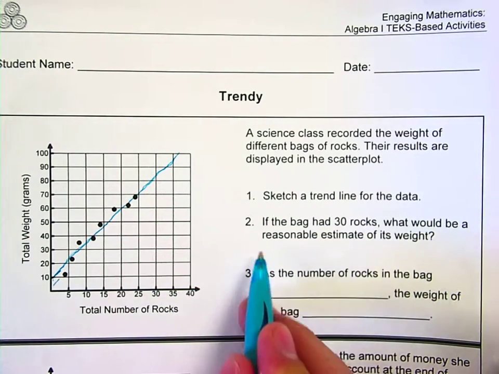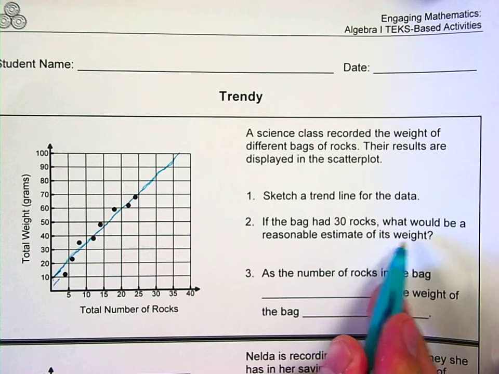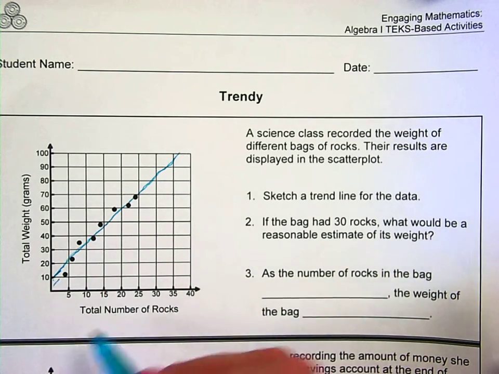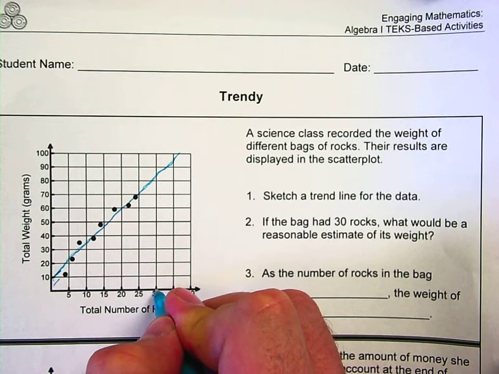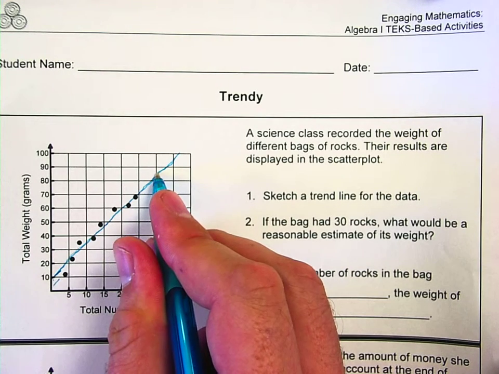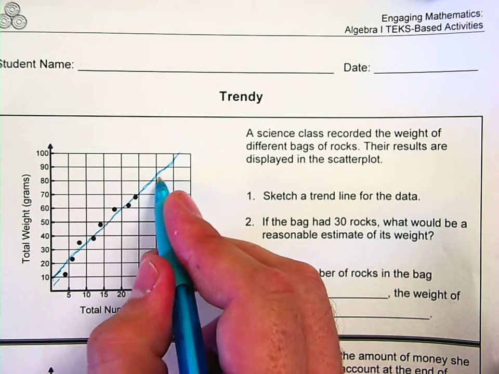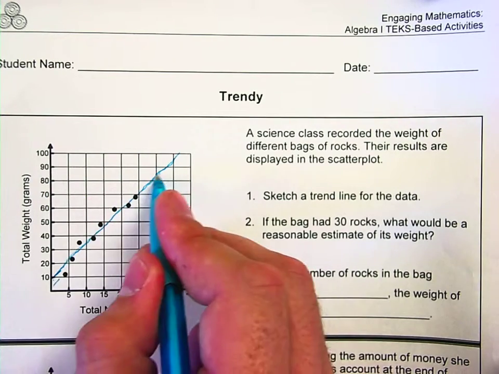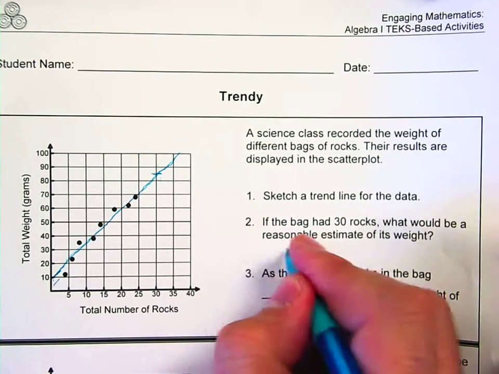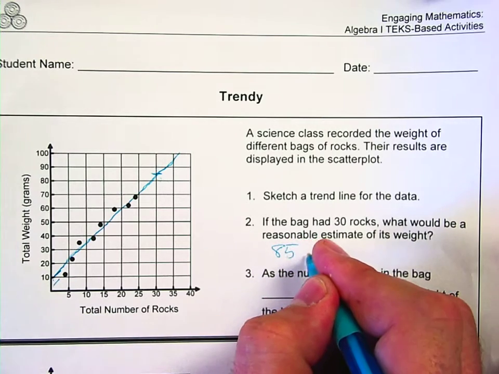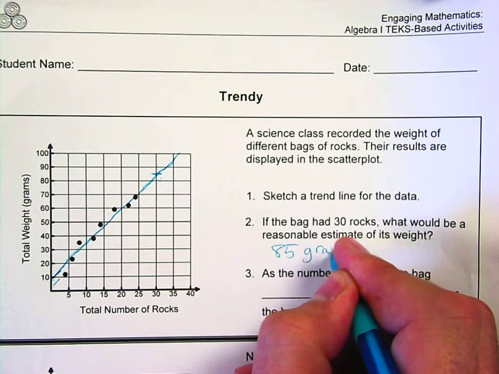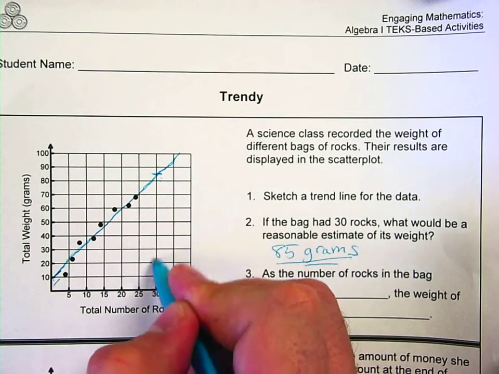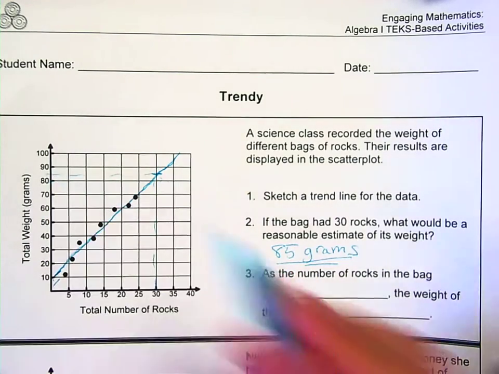All right, so now the next question is, if the bag had 30 rocks, what would be a reasonable estimate? Well, since I drew that line, it's really easy. I just go over to 30 rocks in the bag. I go up and see how much that might weigh. And it looks like it's between 80 and 90. So between 80 and 90, let's say it's 85 grams. So if it's got 30 rocks, it's about 85 grams.